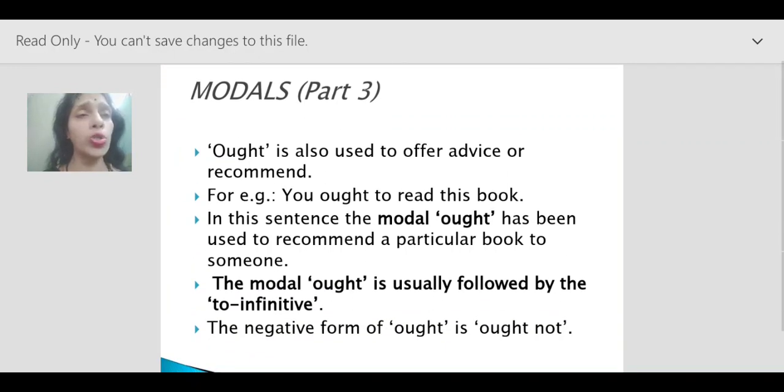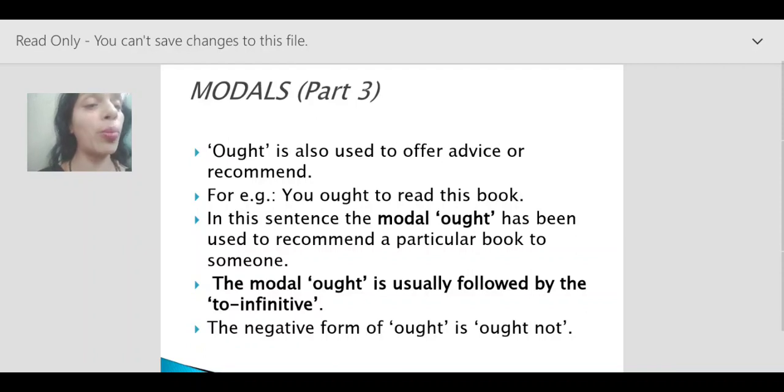Ought is also used to offer advice or recommend. For example, you ought to read this book. In the sentence, the modal ought has been used to recommend a particular book to someone. The modal ought is usually followed by the to infinitive.